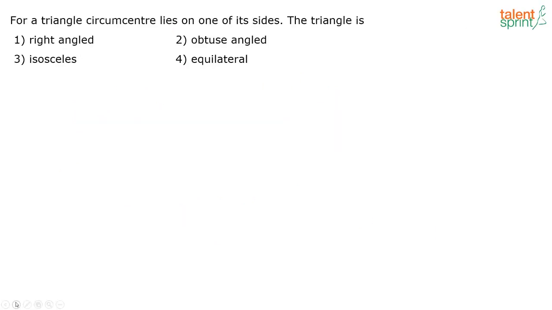Let us look at the next question. For a triangle, circumcenter lies on one of its sides. The triangle is dash. Again, very easy. If you just draw the figure, you will know what they are referring to. So you have a triangle like this. The circumcenter lies on one of its sides.